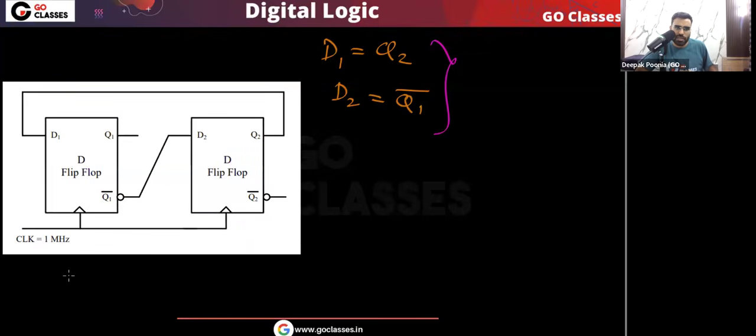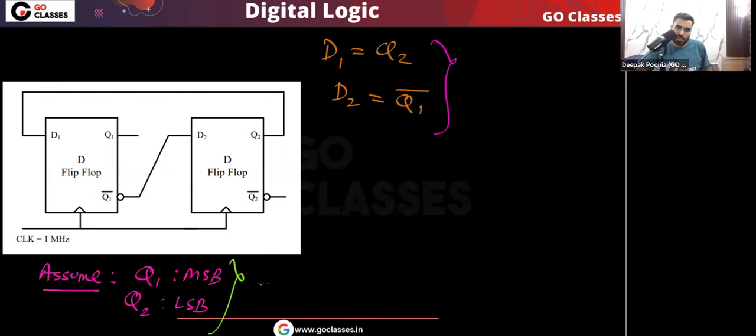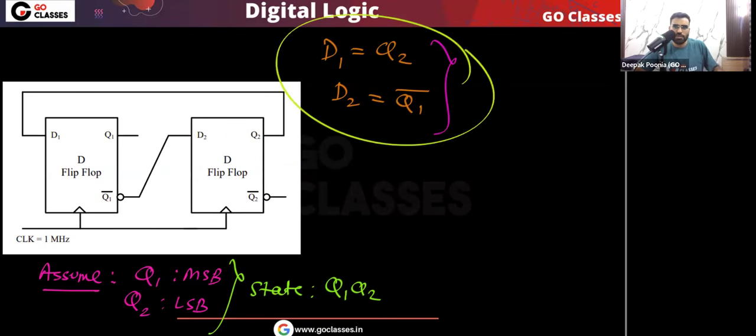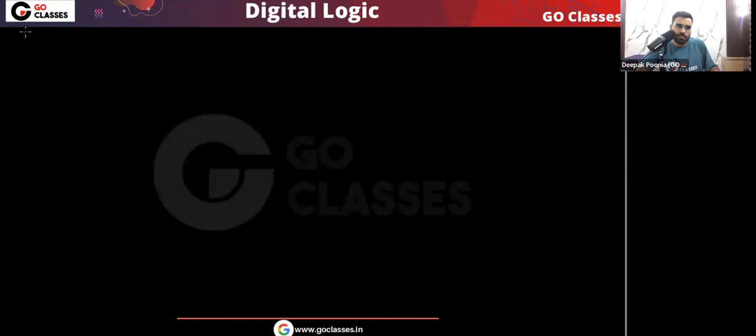So let me assume that this Q1 is MSB and this Q2 is LSB. So here I will denote the state as Q1 Q2, because I am taking Q1 as MSB and Q2 as LSB. Again, you can assume Q1 as LSB and Q2 as MSB. The answer for this particular question will not change, because the question is simply asking the frequency of the Q2 waveform. Now, after step number 1, that is the flip flop input equations, we are going to find the state table.